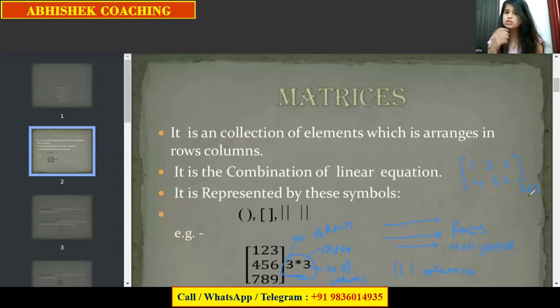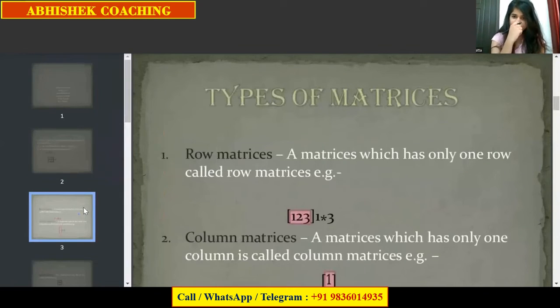Clear with this? What is the order of a matrix, what is a matrix, how it will be represented, and all these things. Clear? And after that, I am going to discuss the types of matrix. First is a row matrix.